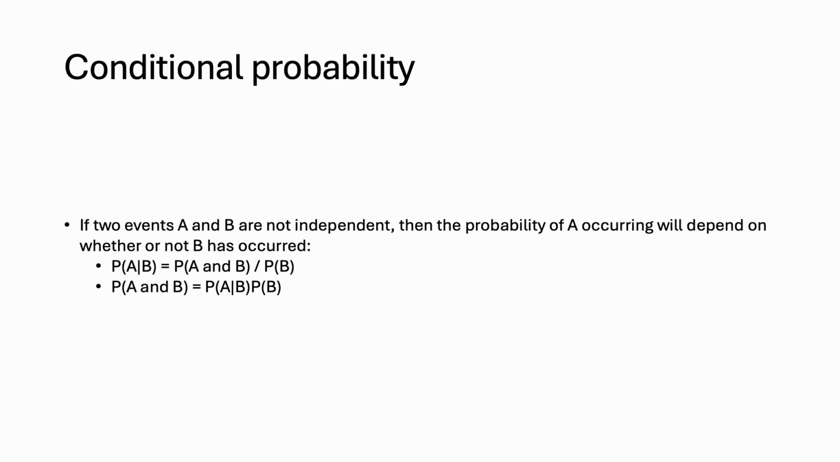And conditional probability: if two events A and B are not independent, then the probability of A occurring will depend on whether or not B has occurred, which means the probability of A given B will equal the probability of A and B divided by the probability of B, and the probability of A and B will be equal to the probability of A given B multiplied by the probability of B.